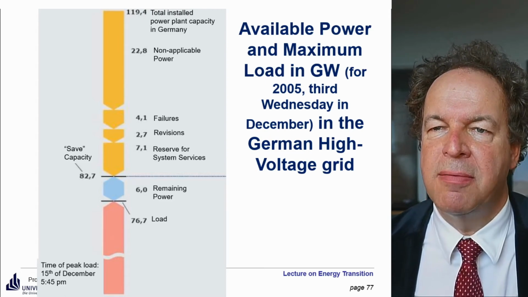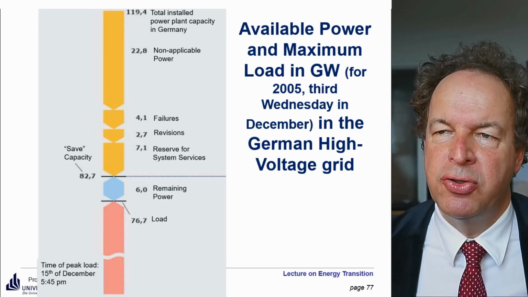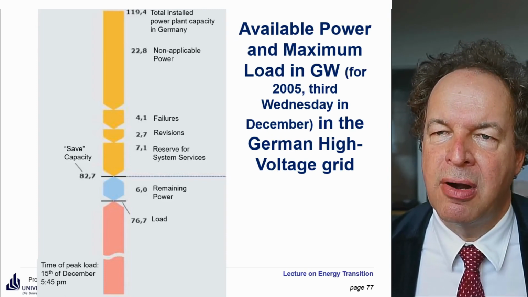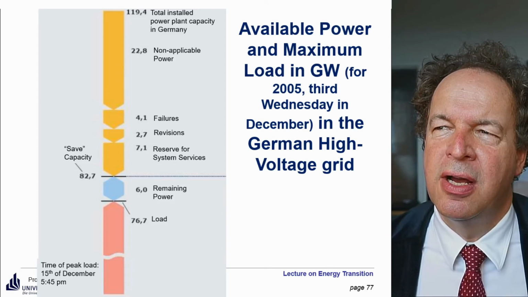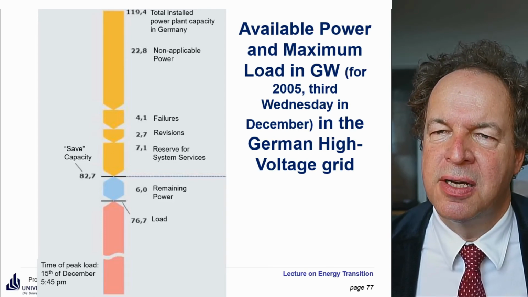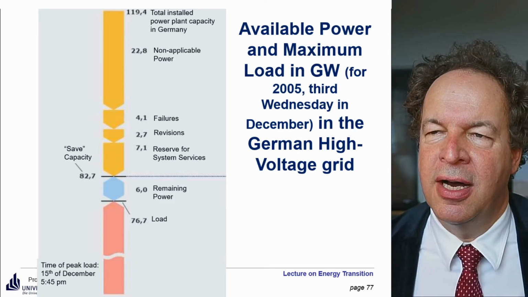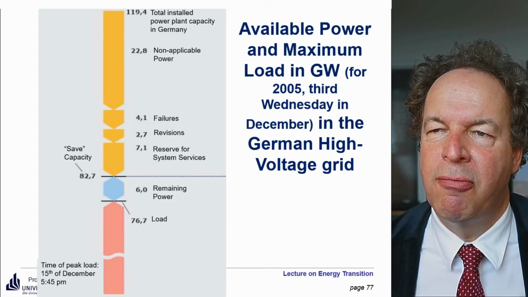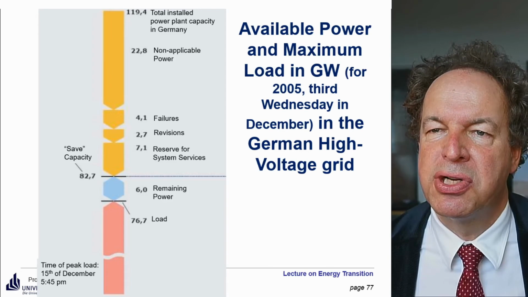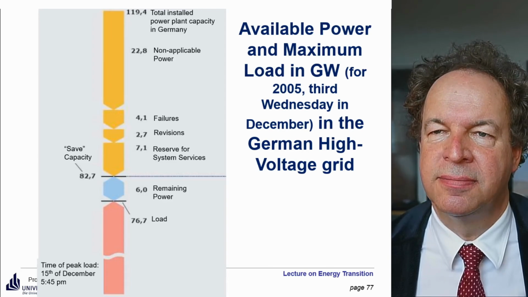But in general, we can say the maximum load usually occurs during winter time, around Christmas. I think the third Wednesday before Christmas is usually the highest load in Germany, which is 76.7 gigawatt of load. So a reserve of about 6 gigawatt.